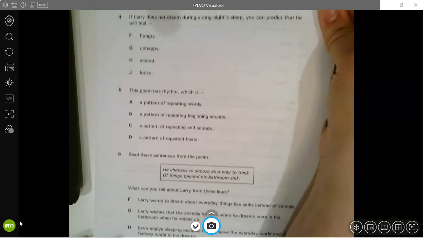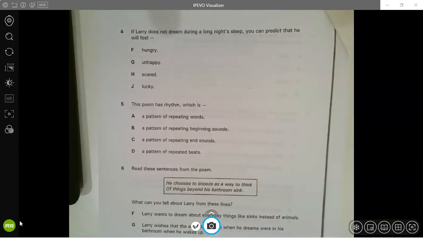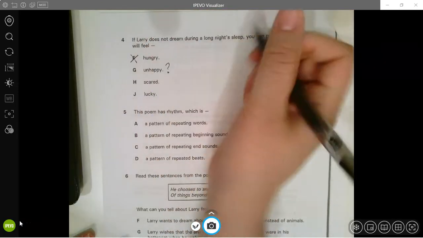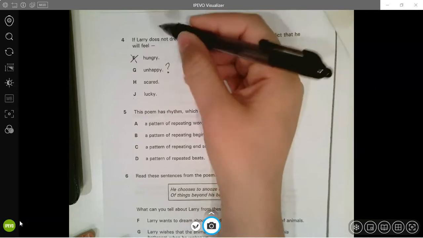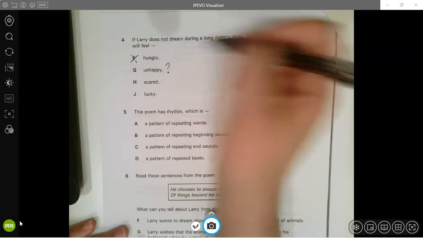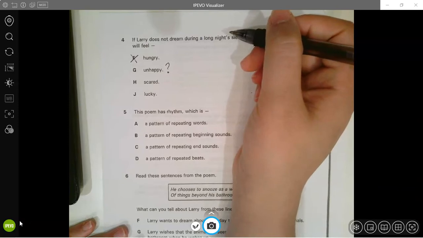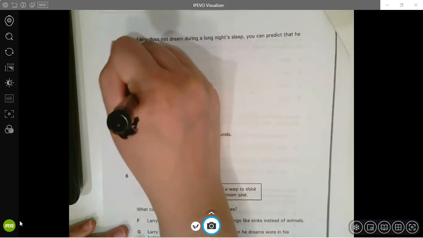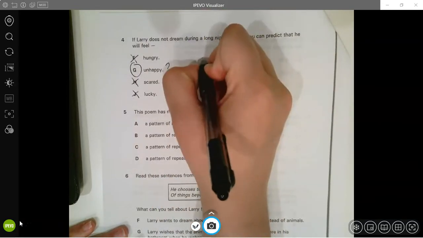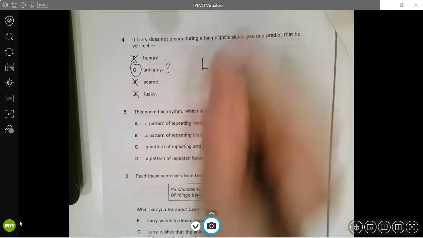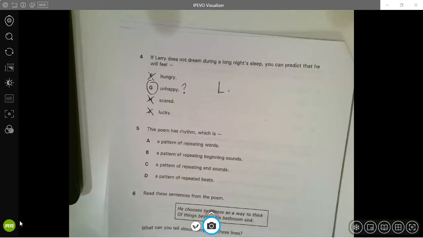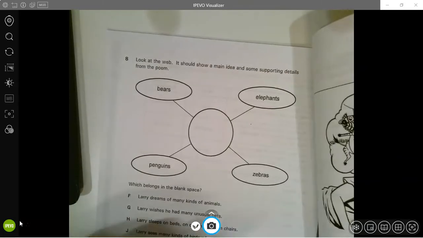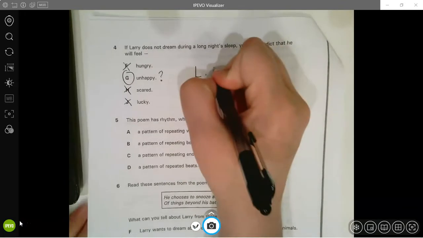So if he's not dreaming, is he going to be hungry? No. That was a crazy one to put in. Unhappy. Maybe, because if he is dreaming, he smiles, which makes him happy. If he's not dreaming, the opposite would be unhappy. H, scared. Does it talk about anything about he would be scared? No. Lucky. No. So you should have picked G. Let's see, what line did we use to help us? Line 1, 2, 4. Line 4 helped us.